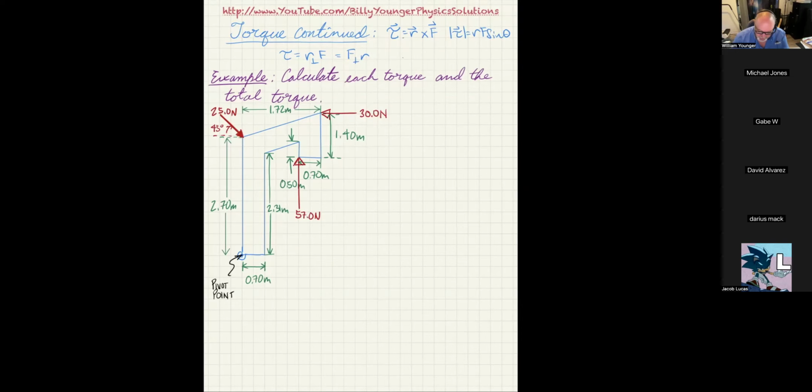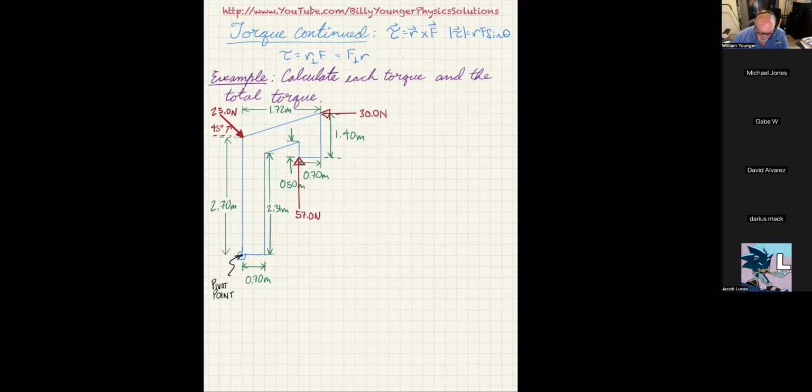Now, some other neat formulas regarding the magnitude of the torque: it is equal to the component of the lever arm that's perpendicular to the force, times the force, by the way. It's also equal to the component of the force perpendicular to the lever arm times the lever arm. So those are really nice formulas to use as well.